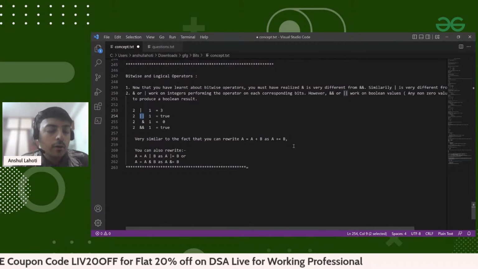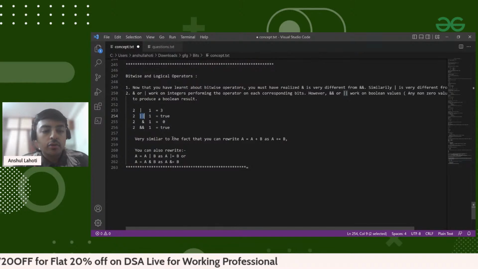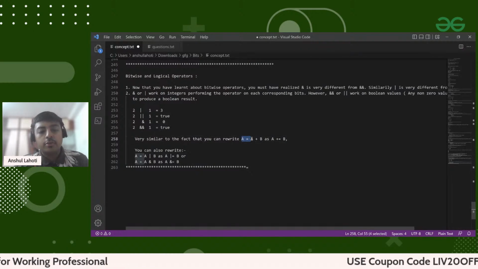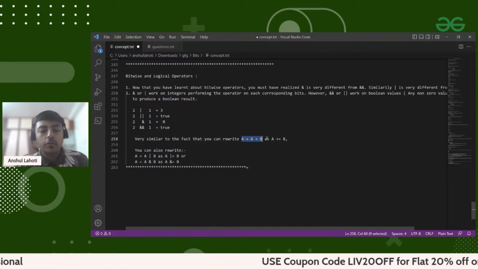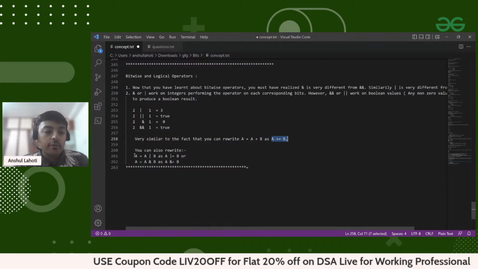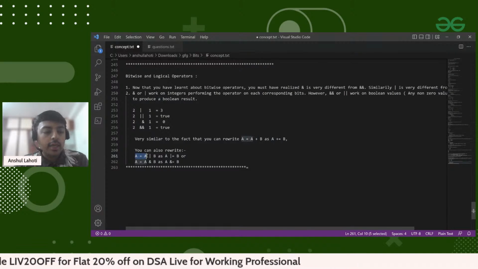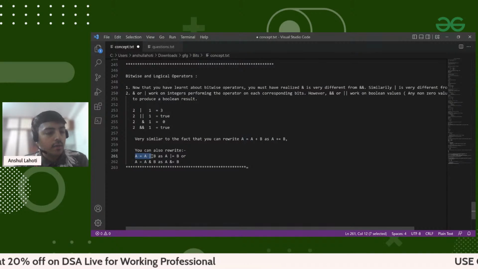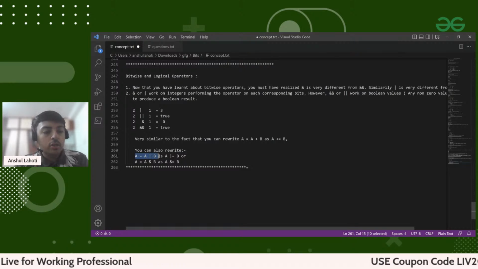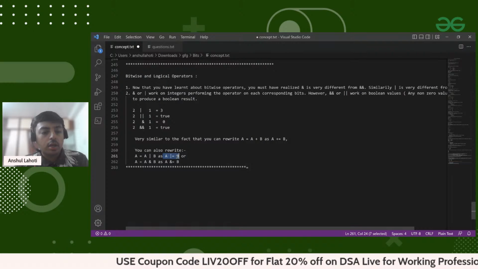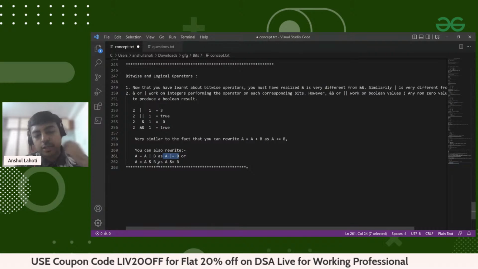Very similar to this, you can rewrite expressions. In many programs, we write A equals A plus B as A plus equals B. In the same way, we can write the bitwise ones: A equals A bitwise OR B, you can write like this also. And in the same way for the AND expression, you can write like this.